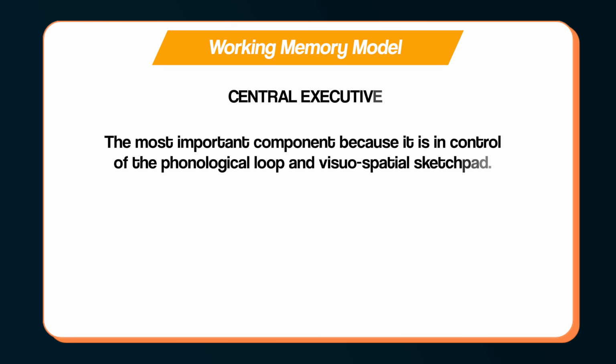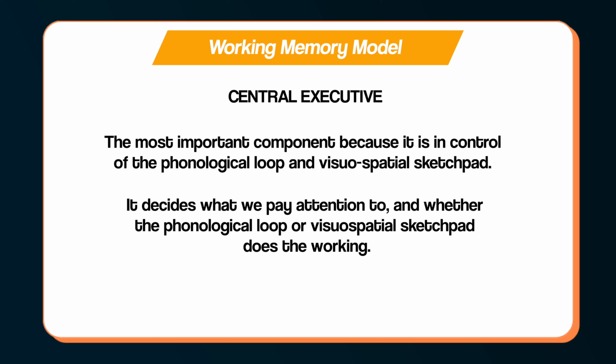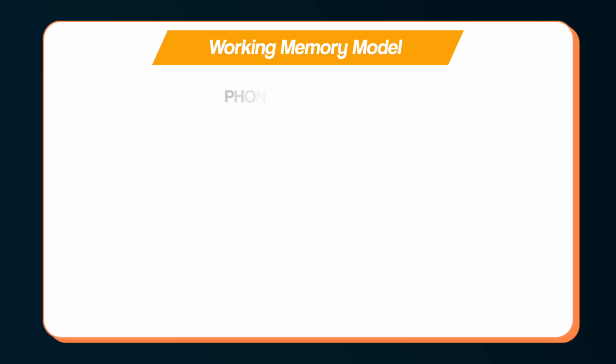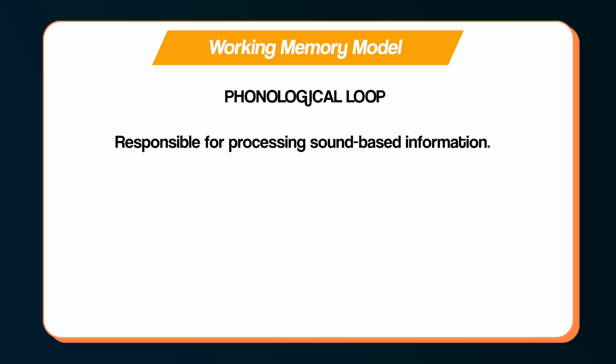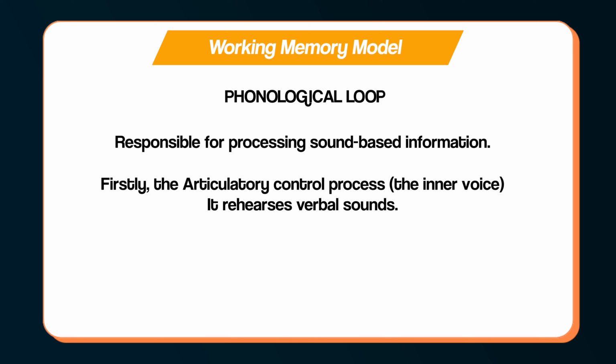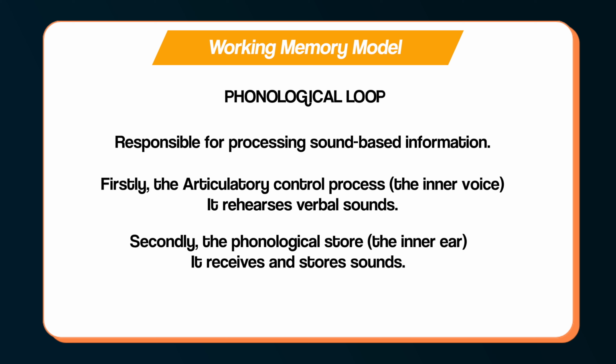The central executive, the most important component because it's in control of the phonological loop and the visuospatial sketchpad. It decides what we pay attention to and whether the phonological loop or the visuospatial sketchpad does the work. The phonological loop is responsible for processing sound-based information. It's got 2 subcomponents. Firstly, the articulatory control process, the inner voice. It rehearses verbal sounds. And secondly, the phonological store, the inner ear. It receives and stores sounds.